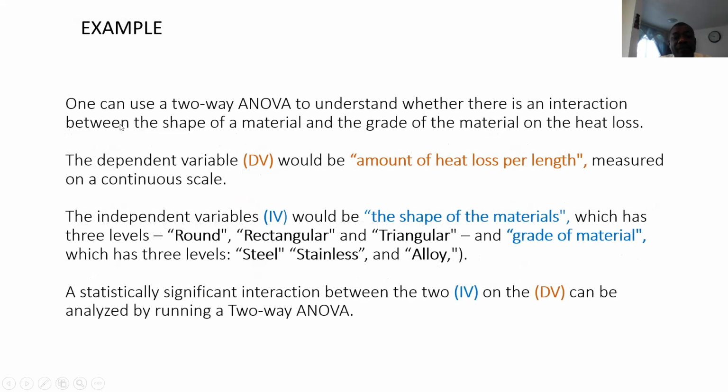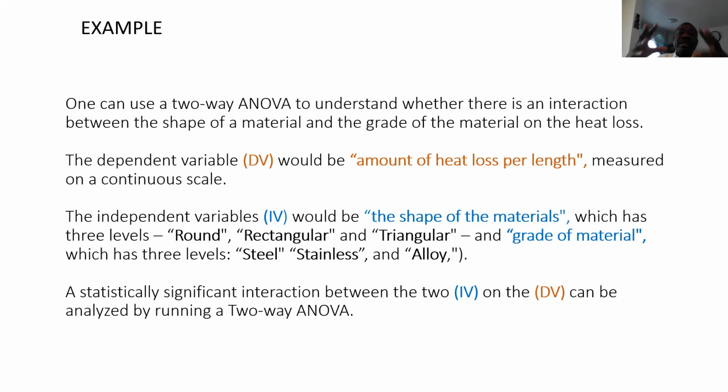So here is the real life example I have selected, in which we would like to understand if there is any interaction between the shape of the material and the grade of the material on the heat loss. So as you can see by definition here, the dependent variable is the amount of heat loss per unit length. And the independent variables would be the shape of the material as well as the grade of the material.